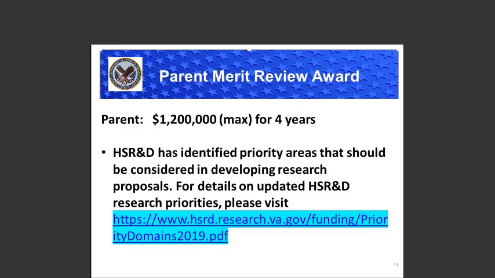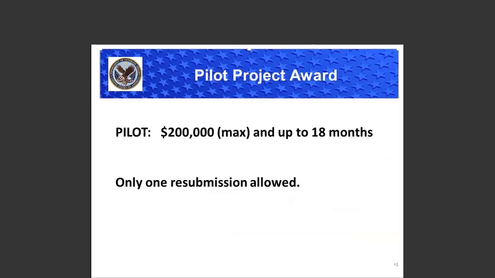So for the Parent Merit Review Award, this is for $1.2 million and a maximum of 4 years. We have the priority areas that should be considered in developing your applications. These are, Naomi went into some detail about these, and you can also access the priority domains at the site listed here. Next slide, please.